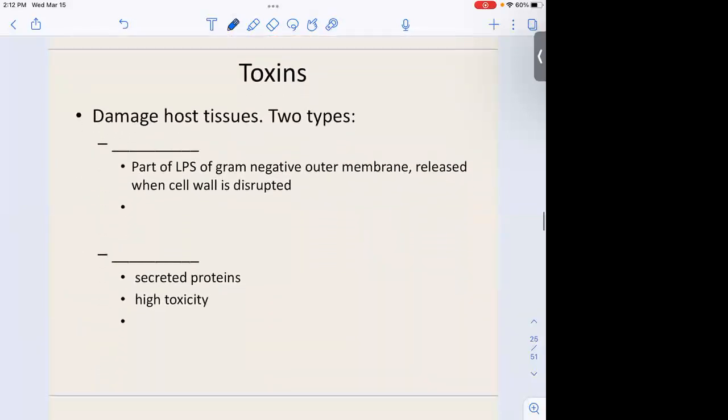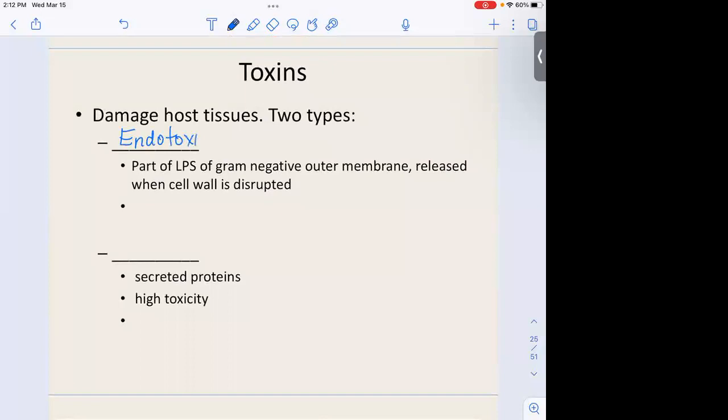All right, so those are some examples of extracellular enzymes. A couple different kinds of toxins I want to talk about. We have talked about one kind already. Of course, a toxin is just anything that damages host tissues. We have talked about endotoxin already. If you remember, endotoxin is also known as lipid A.